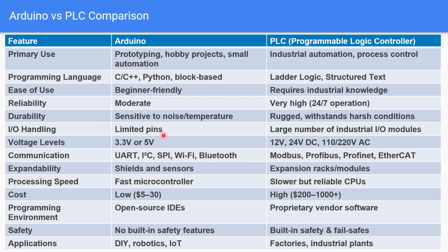Now we have studied the Arduino microcontroller and also we have studied PLC. Now let's do a little bit of comparison. In terms of primary use target, Arduino is used for prototyping, hobby projects, small automation. But for industrial grade automation, you need to go for PLCs. Arduino programming language is C, C++, Python, or some block-based programming technique. But PLC is more like ladder logic, a structured textual programming method.